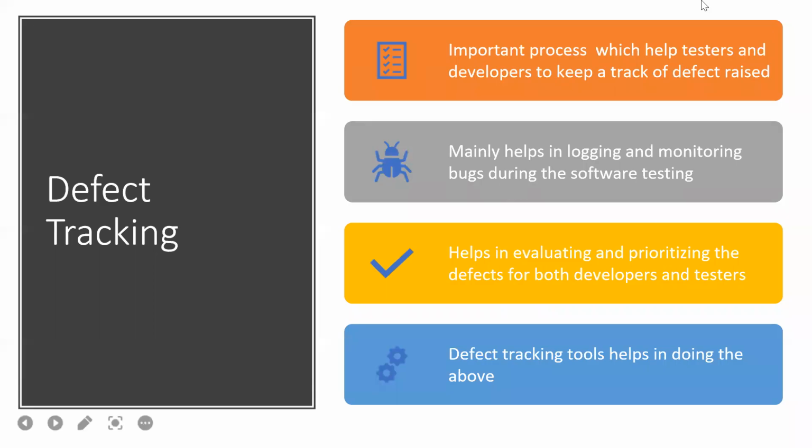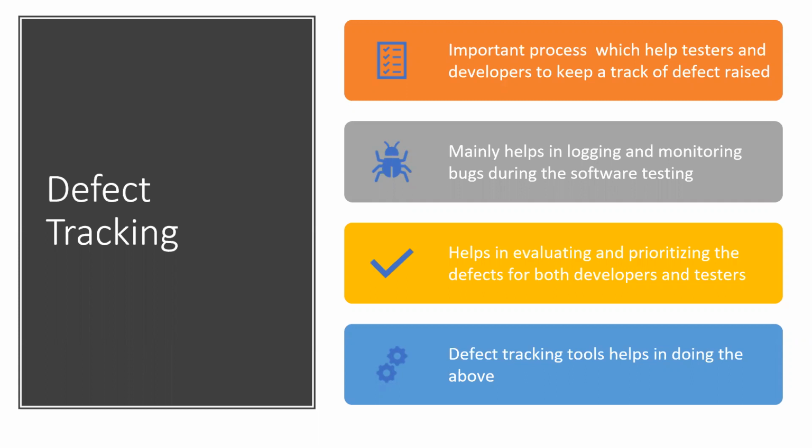Now, what is defect tracking? You would know by now what a defect is, what the defect life cycle is, and what all the statuses of the defect life cycle are. So we need something to track how the defect changes from one state to another. That process is called defect tracking. It will be very helpful for both developers and testers.